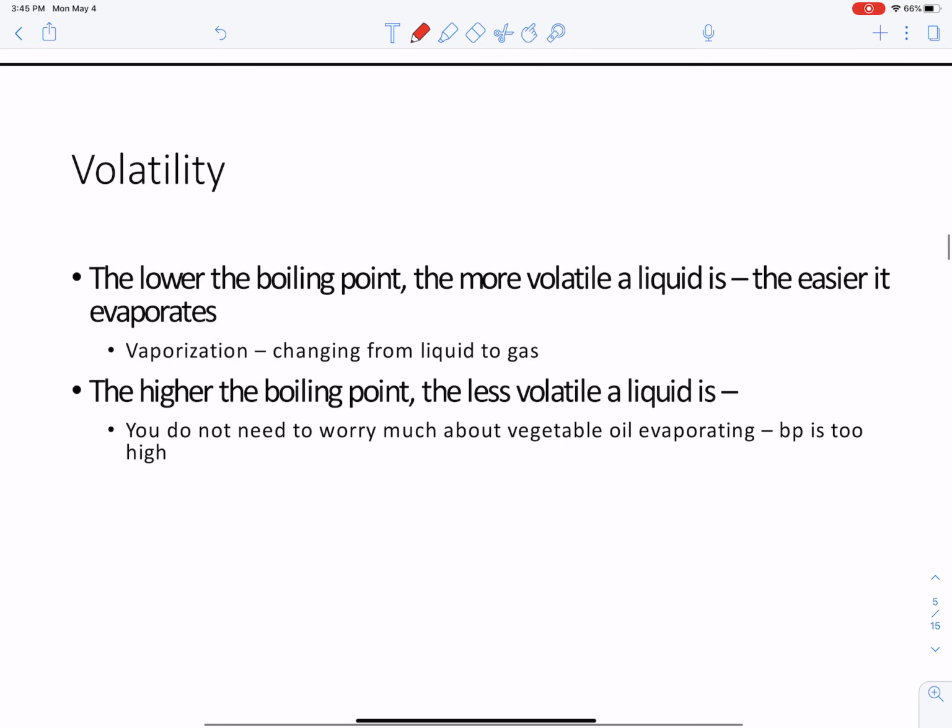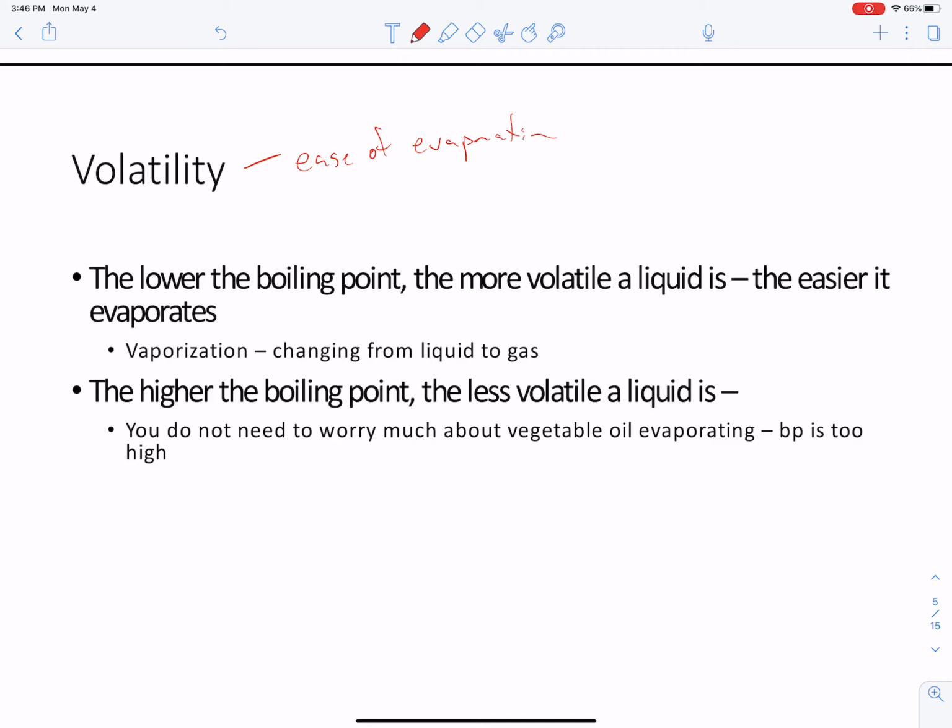Now, let me talk a little bit about volatility. I mentioned it briefly with the formaldehyde example earlier. Volatility basically is how easy it is for a liquid to become a gas. Volatility is ease of evaporation. The higher the boiling point, the less volatile a liquid is. Formaldehyde has a very low boiling point, and so it is very volatile.